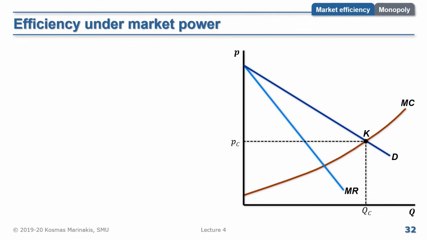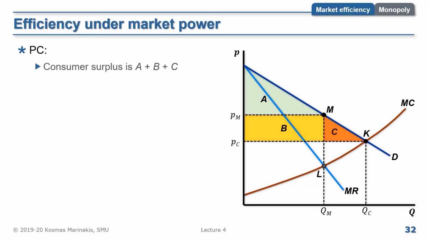If this is a monopolistic market now, point K doesn't cut it for me anymore. I have to look for the point where MR equals MC. This happens at point L. This yields quantity QM, which if we plug it into the demand curve at point M upwards, will give us price PM. This means that in perfect competition, the consumer surplus will be the areas A, B, and C.